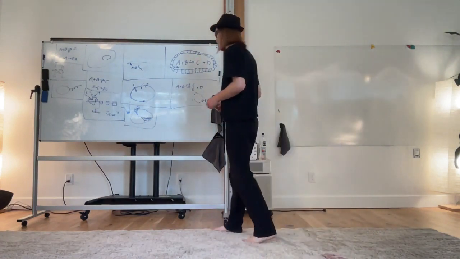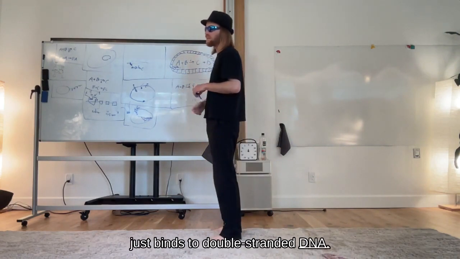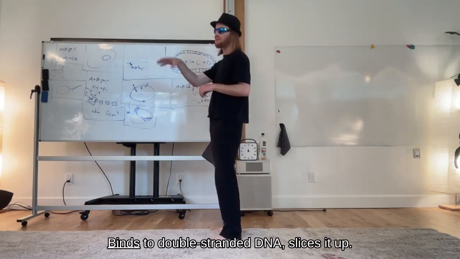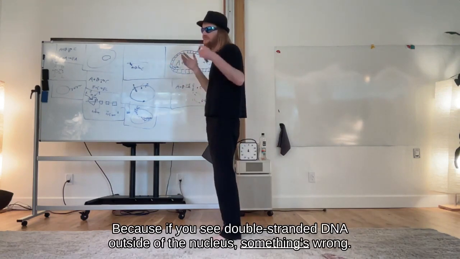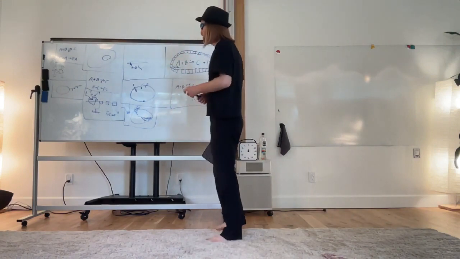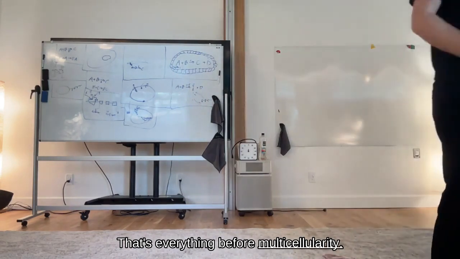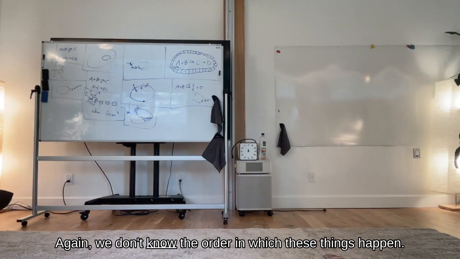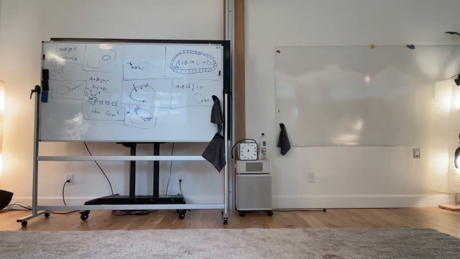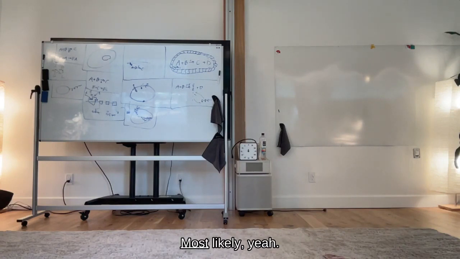But simplest example would be something that, for instance, just binds to double-stranded DNA. We'll go to that later, but it binds to double-stranded DNA and slices it up. Because if you see double-stranded DNA outside of the nucleus, something's wrong. Okay. All right. That's everything before multicellularity. Well, it's everything in my notes. We don't know the order in which these things happen. And I guess we won't until after the singularity. Maybe not even then. Most likely, yeah.